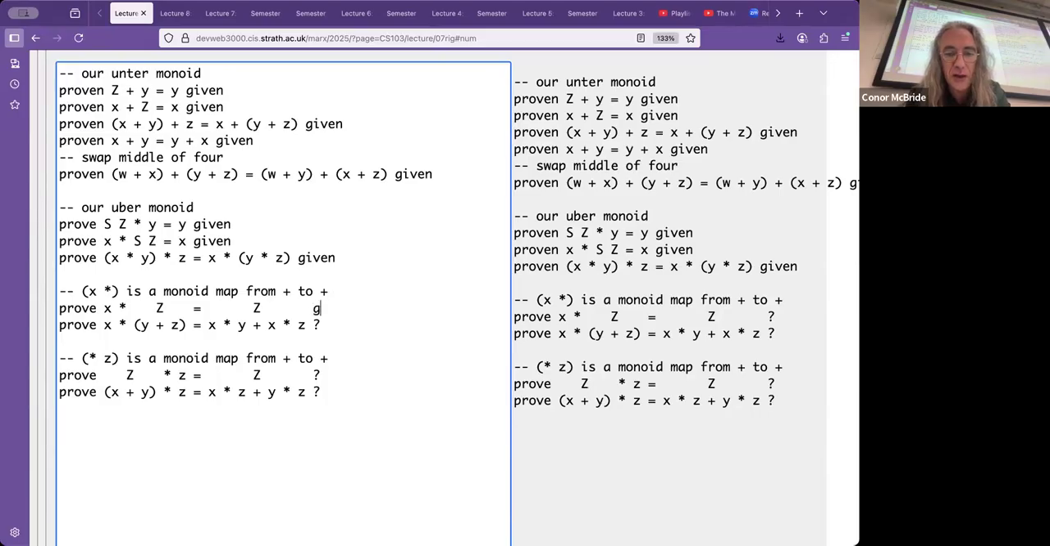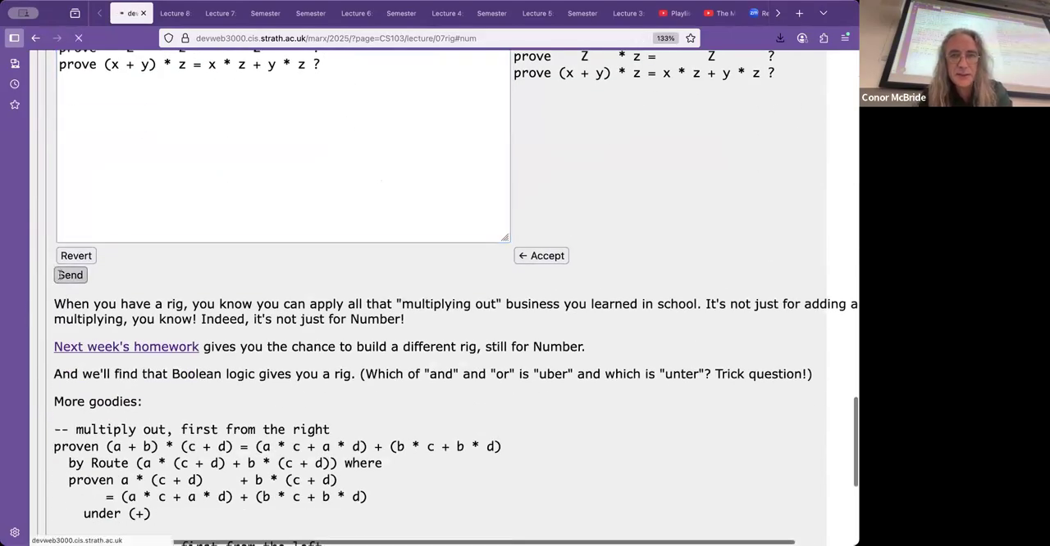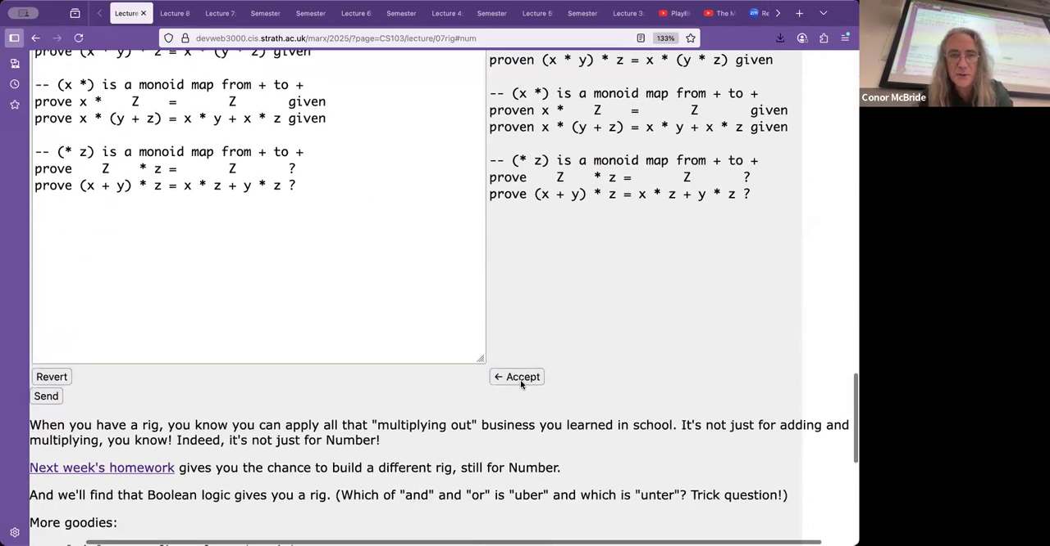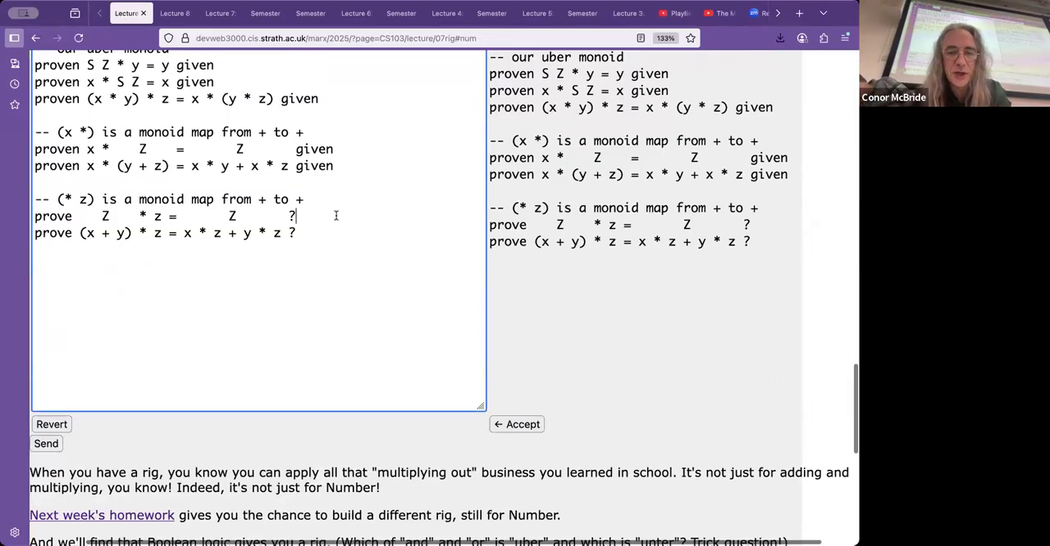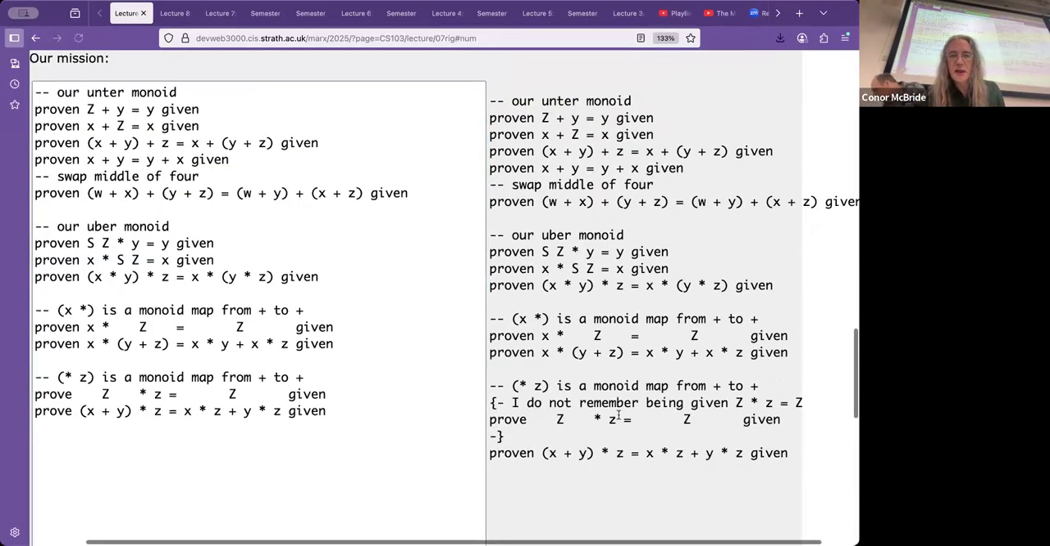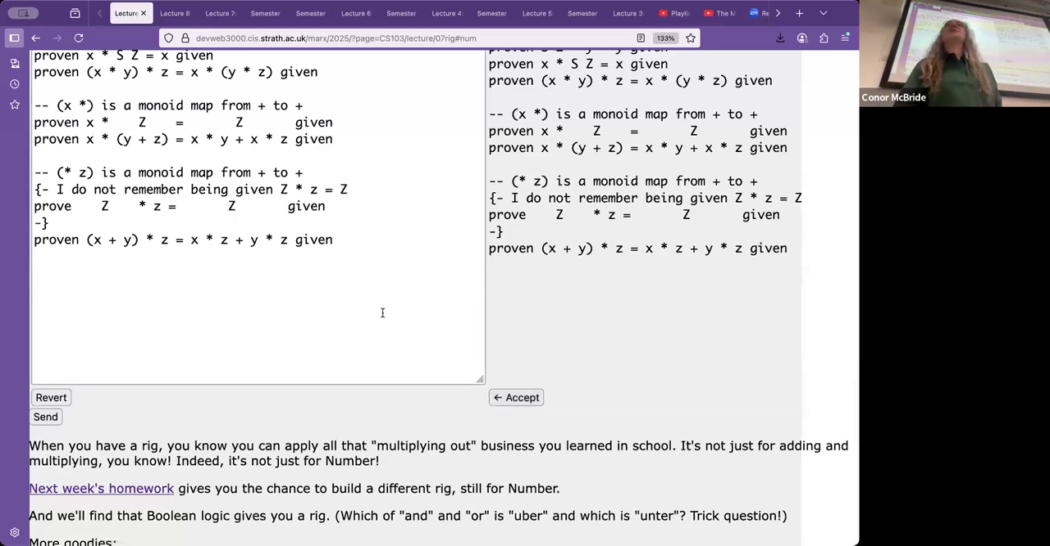Distribution from the left. Can we spell? Send. Yep. Ask is happy with those as well. How about distribution from the right? Say given, given, we hit send, and then there's one missing. Ask says, I don't remember being given that. It's the multiplication that 0 times something is 0.